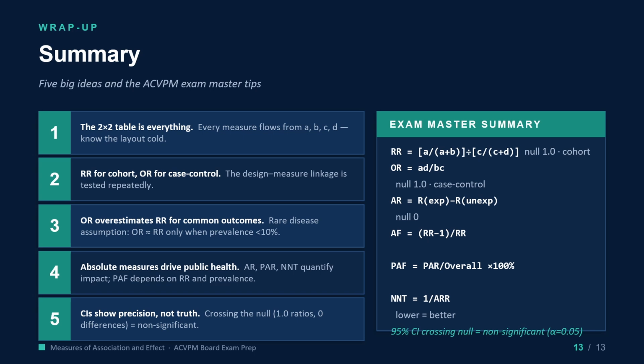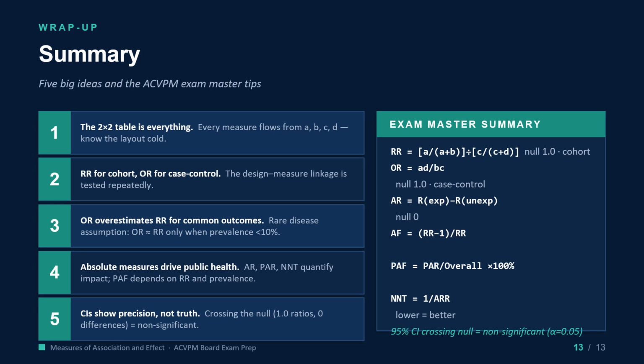Covered a tremendous amount of ground in this module. Before we close out, let's consolidate everything into the core takeaways you need to carry into your exam. 1. The 2x2 table is everything. Every measure of association, RR, OR, AR, PAR, NNT flows from those 4 cells. Know the layout cold. Label A, B, C, D correctly every time.